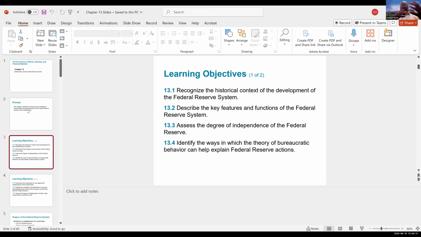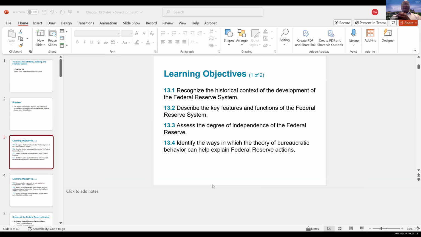So we're going to contrast and compare the structures of the Fed and some of the other central banks out there. Then we're going to describe the key features and functions of the Federal Reserve System. We're also going to assess the degree of independence of the Federal Reserve. Just like the way we normally treat the other three branches of government, the executive, the legislature, and the judiciary, we also want an independent central bank free from political interference. So we'll talk about how independent we should want our central bank to be, so that politicians don't meddle with what the Fed is doing.